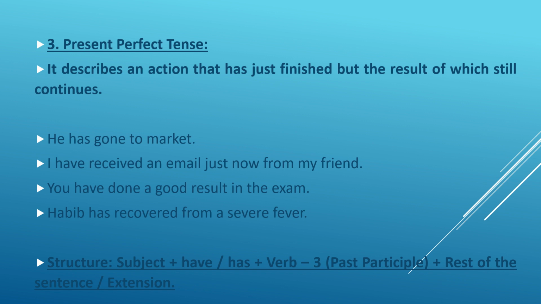So similarly, if you want to ask a question: has he gone to market? Question mark. If you want to make it negative: he has not gone to market, or he hasn't gone to market. If you want to make it negative interrogative: hasn't he gone to market? This way we can also make different forms in this tense, present perfect tense.